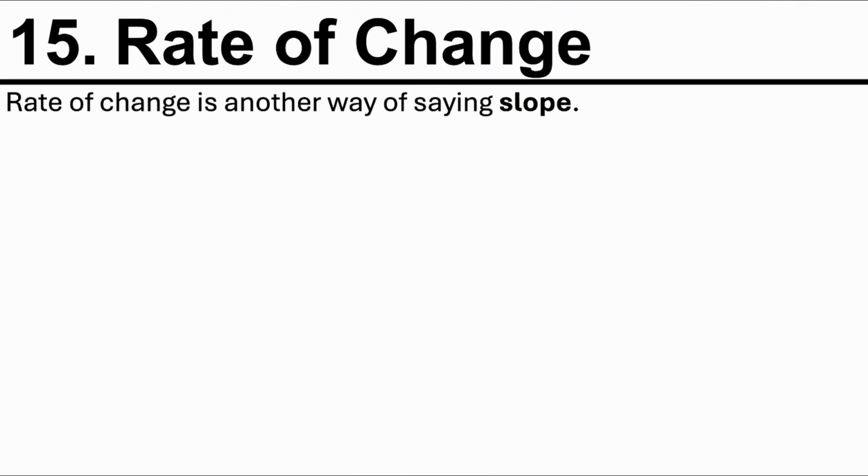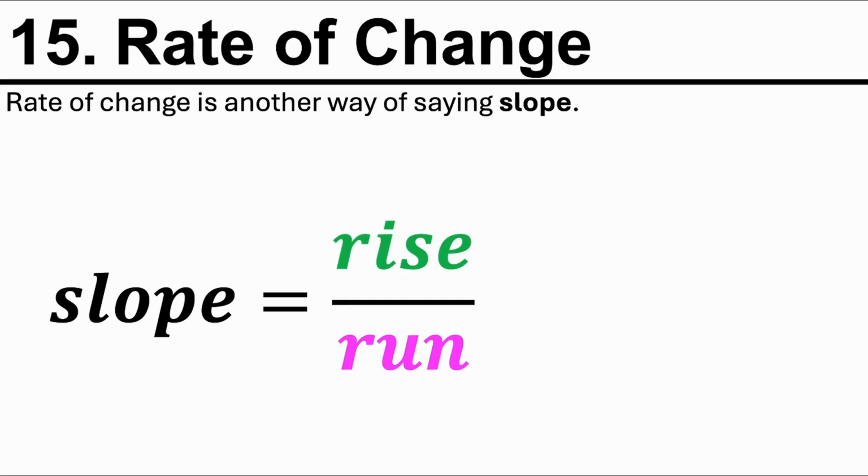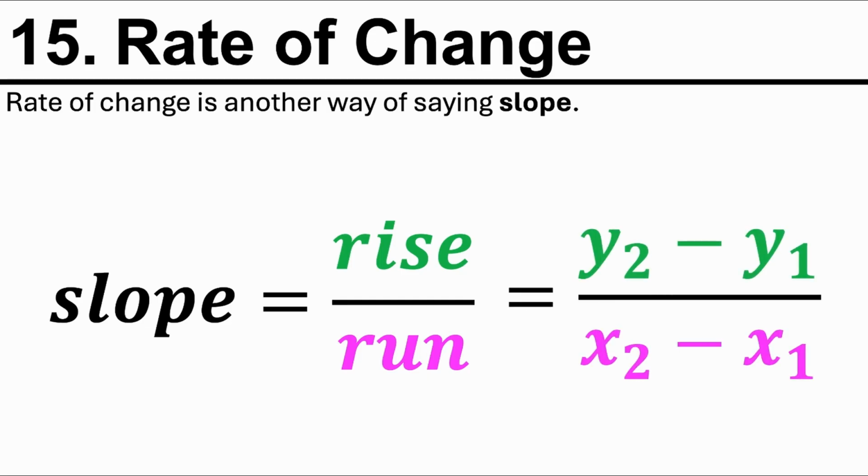Rate of change is literally another way of saying slope. So if slope is equal to rise over run, many times we let rate of change be y2 minus y1 over x2 minus x1, but they're the exact same thing. As you get further in math, rate of change becomes a little bit more complex, but for now they're very interchangeable. The next term we're going to look at is the x-intercept.